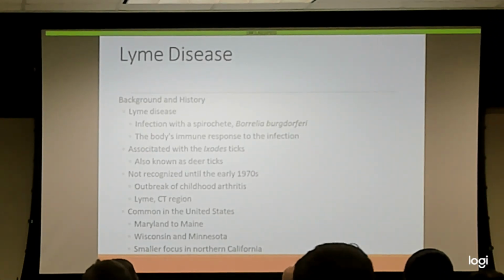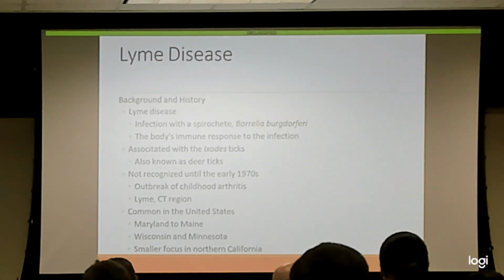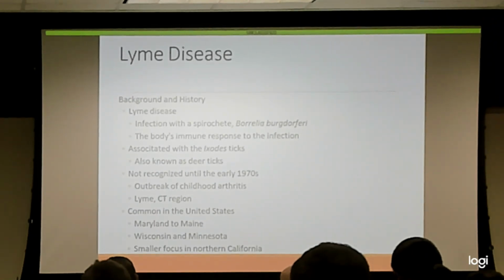It's common in Maryland and to Maine. We used to say it was basically the Northeast, but it's a little bit more than the Northeast. It's the Northeast, a little bit west of the Great Lakes. So here we've got Wisconsin and Minnesota, and then there's some smaller outcroppings out in Northern California.